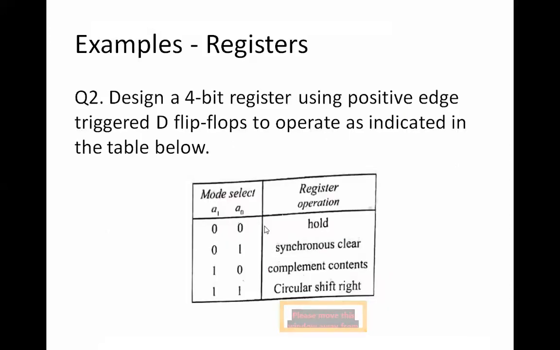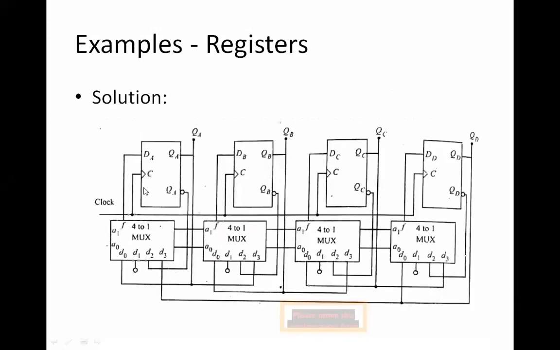So the first one says 00, which is hold, right? When I say hold, it means the value should be held. So in order for the value to be held, let us take D naught. 00 means what? A1, A0 are our select lines, right? These are our select lines, and these are our inputs, D0, 1, 2, 3. These are all our inputs. Fine. So now we will see and try to understand how this is actually functioning.